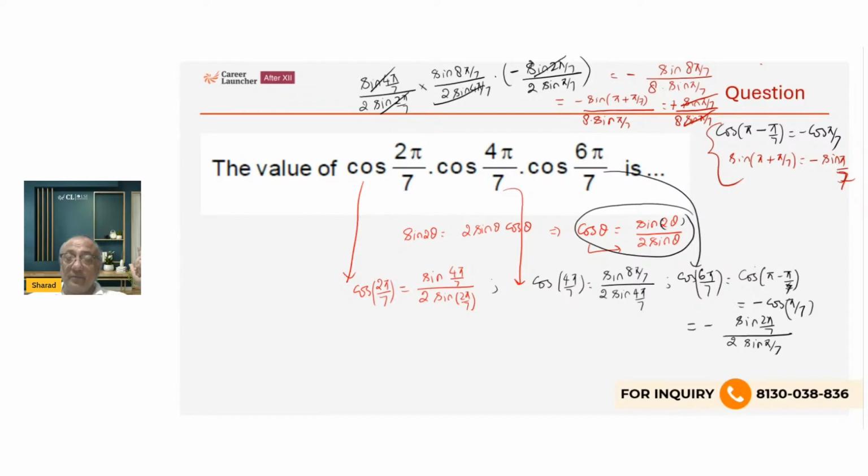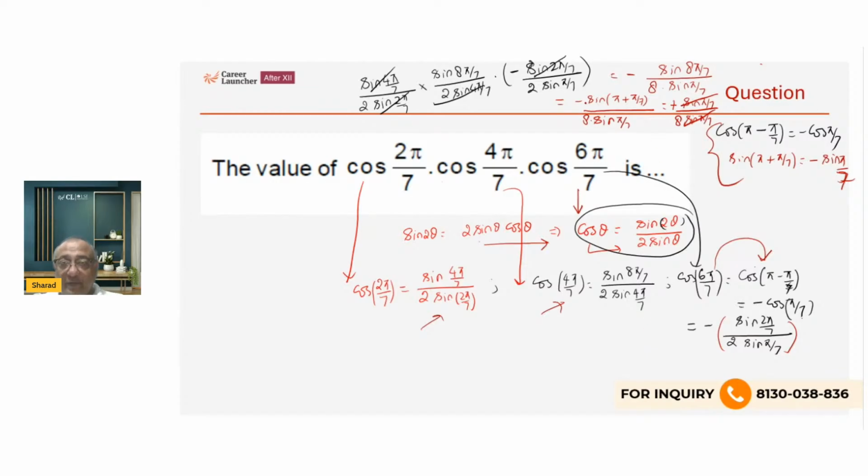Understood? Clear? What was the trick? There are three concepts which I have told you with this problem. One, cos of an angle. This is a version of the sine 2 theta formula. Cos of an angle is sine of the double of the angle, and 2 outside and sine of the same angle, written here, written here. But if I write cos 12 pi by 7, then I'll get stuck. So this cos 6 pi by 7 I can convert by writing pi minus pi by 7. If I write pi by 7, 2 pi by 7, 4 pi by 7, everything is doubling, double angle. Okay. So this is how I have got here.